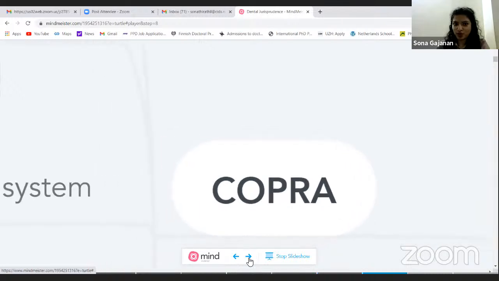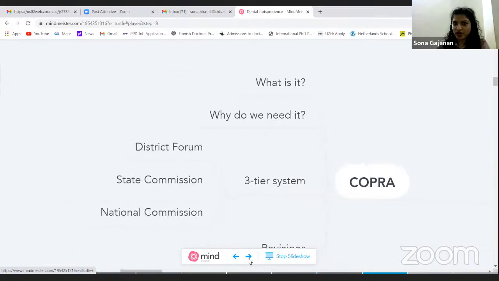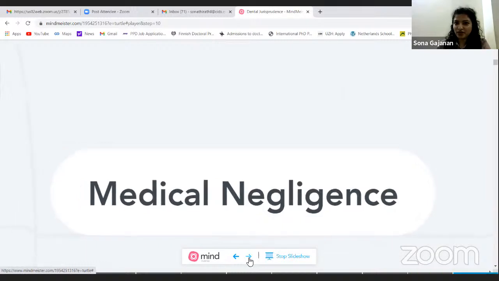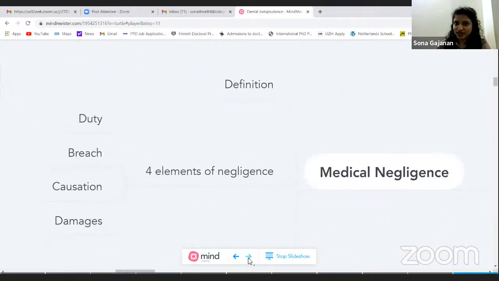And then we talked about COPRA. Here we talked about what COPRA is, why we require it, and that it is a 3-tier system, and the revisions that happened in 2002 and 2019 in particular. The 3-tier system consists of a district forum, state commission, and a national commission. Then finally we discussed medical negligence: the definition of medical negligence and the 4 elements by which medical negligence should be proven. That is duty, breach, causation, and damages. So these are the 4 important things that we covered today. I think this pretty much summarizes the entire topic.